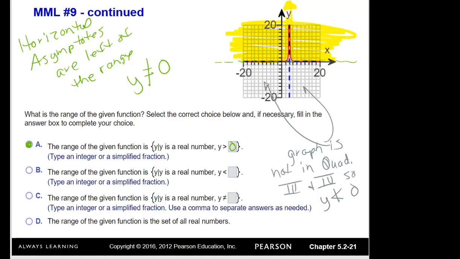My range would be any y coordinate that is greater than 0, because all of the points on my graph are in quadrants 1 and 2, which is where all your y's are positive, greater than 0. Okay.